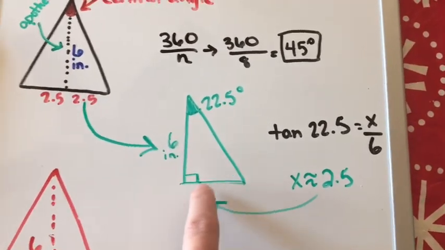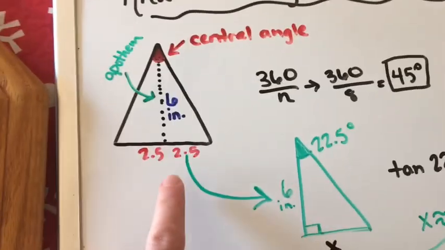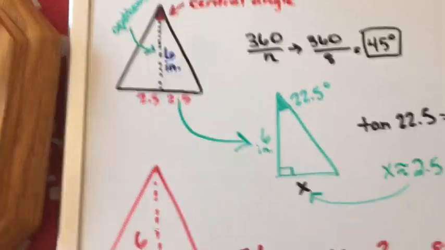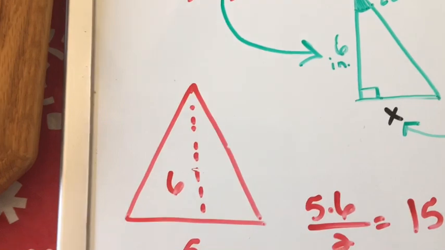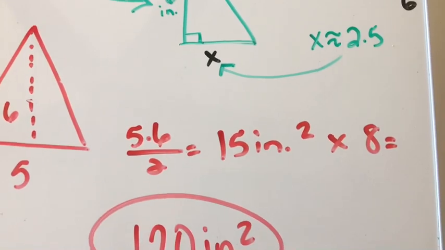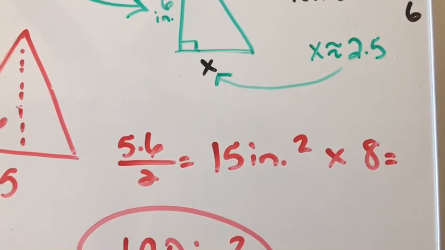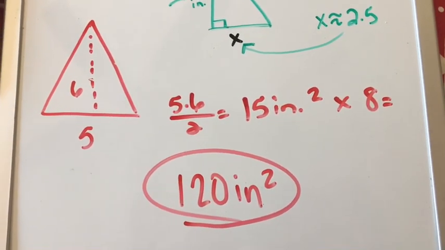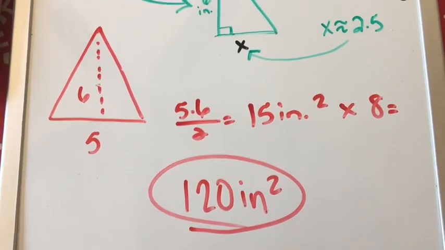If the base of this right triangle is 2.5, then each one of these two is 2.5, so the whole base of this triangle is 5 inches. All right, so that triangle, the base is 5 inches approximately, and the height is 6. To find the area of that triangle, we take 5 times 6, divide by 2, and we get 15 square inches for each one of those triangles. But again, remember there are 8 of those, so we have to take that times 8. If we take 15 times 8, we get 120 square inches.